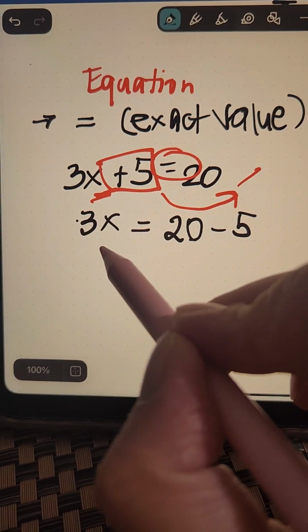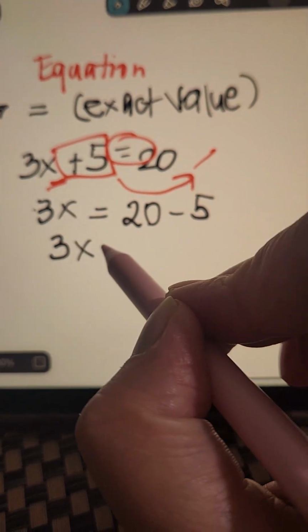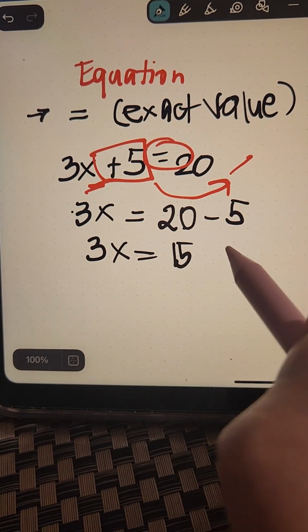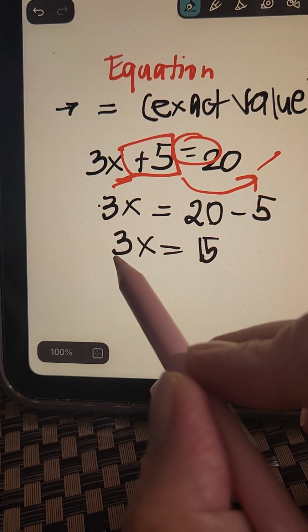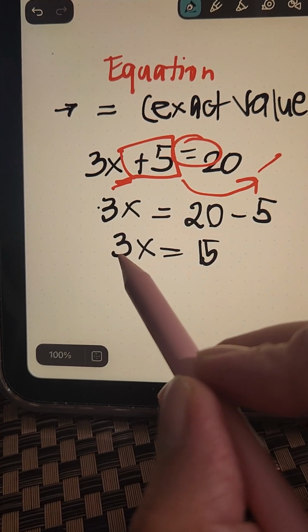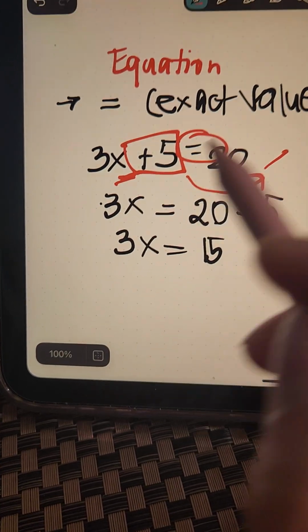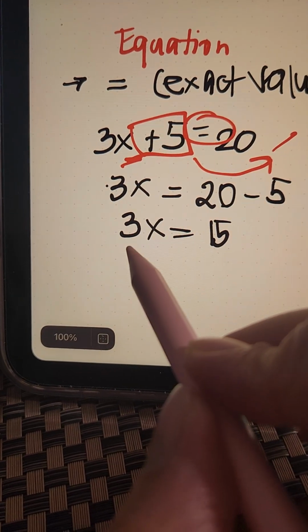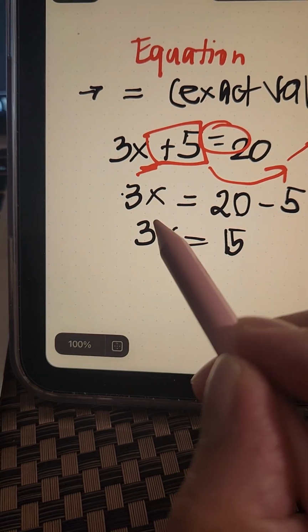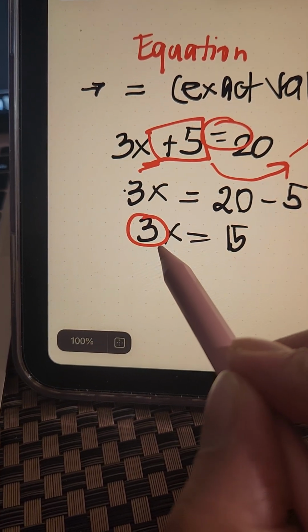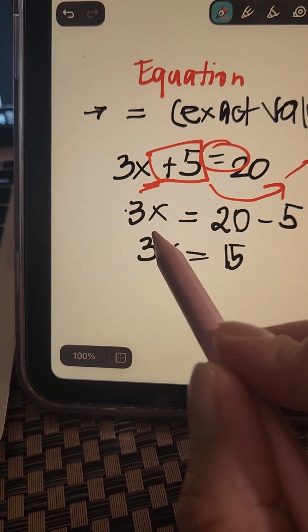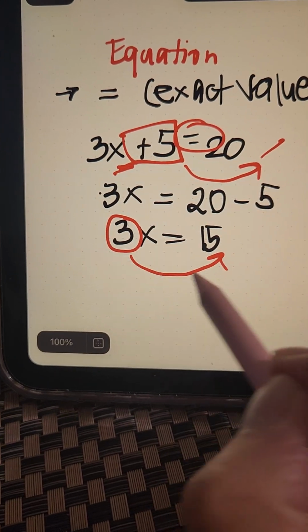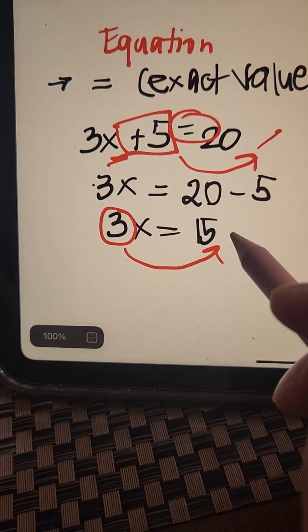Okay? So let's solve for this one. So 3x is equal to, how much is this? 15. 20 minus 5 equals 15. It's not done yet because you still have a number with x. Only x should remain. So again, what we will do is move it to the other side. Okay? So 3x, what operation is it? It is multiplication. So when we move it to the other side, multiplication will become, of course, division.